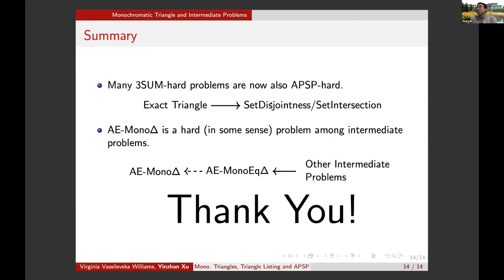Can your result be extended to mono-odd cycle? It's a good question. Let's see. Yeah, I think if we start from exact k-cliques, then we can get something for mono-odd cycle, probably, but I haven't tried that yet. It's an interesting question, and I don't know the answer for sure, but maybe we can use our techniques for that as well.